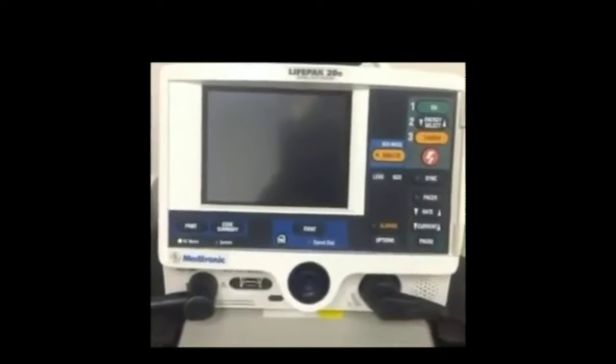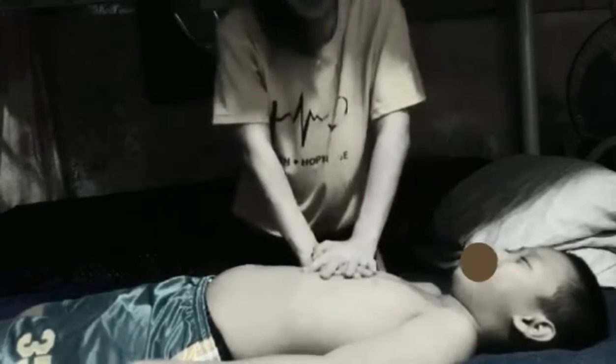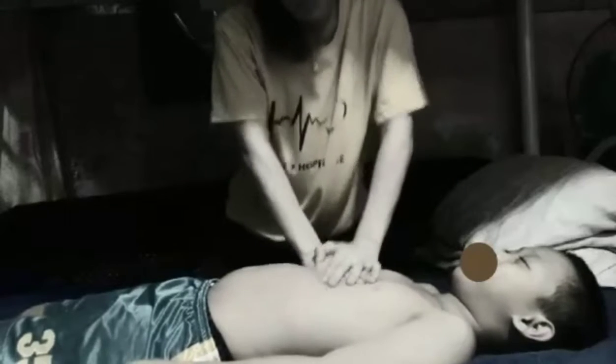Allow the AED to analyze the patient's heart rhythm. Make sure no one touches the person as the AED delivers a shock. Continue hand CPR after the shock has been delivered.